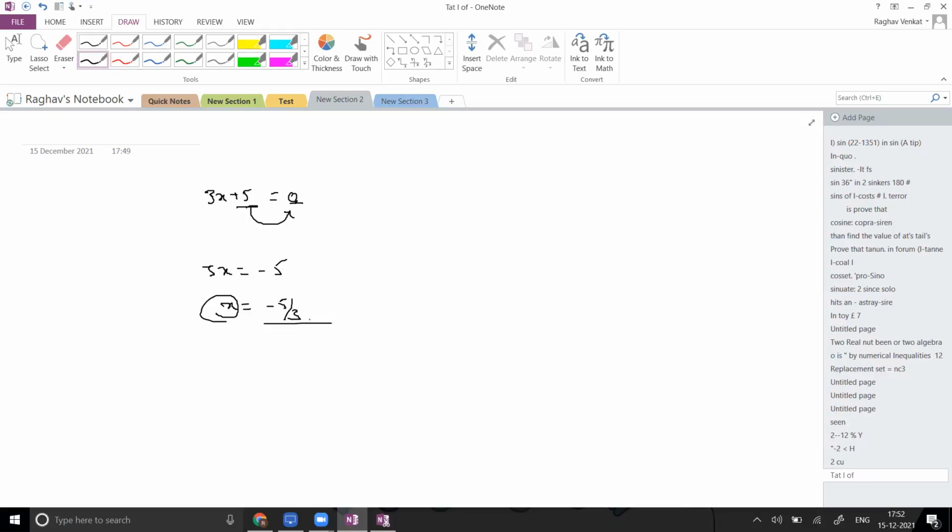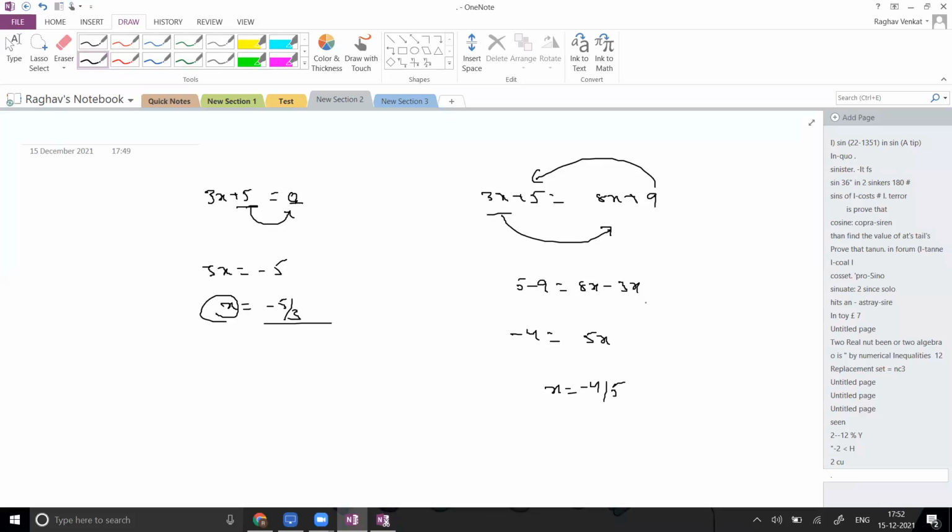Simplify both sides by removing the group symbols and collect the like terms. Suppose I have an equation like this, 3x plus 5 is equal to 8x plus 9. This is also an equation. Correct or not? So what will you do? You will isolate the variables, which means first you have to collect all the like terms on one side. So I am taking 3x this side, 9 this side. So 5 minus 9 is equal to 8x minus 3x, minus 4 is equal to 5x, x is equal to minus 4/5.